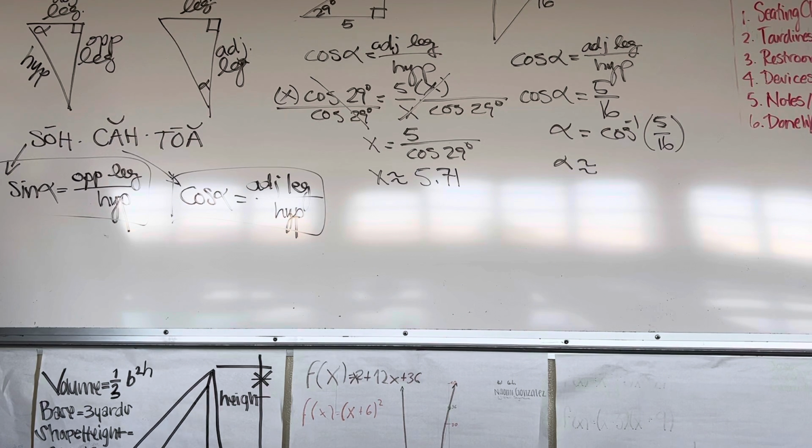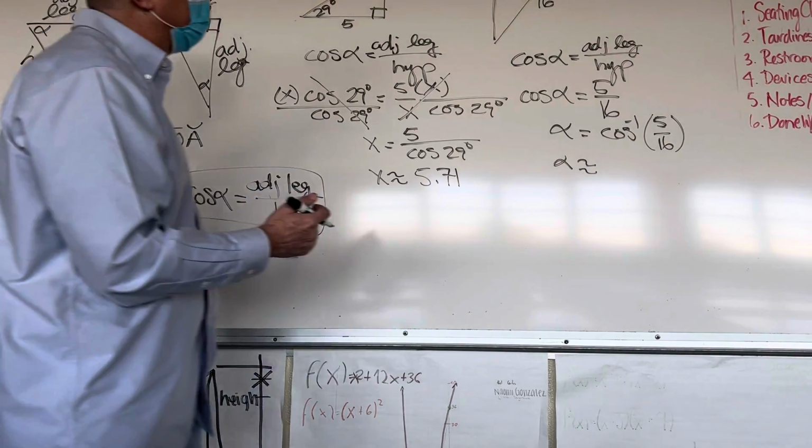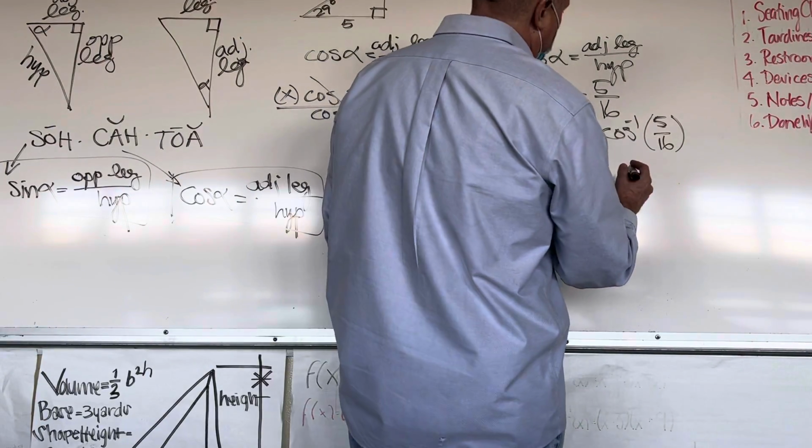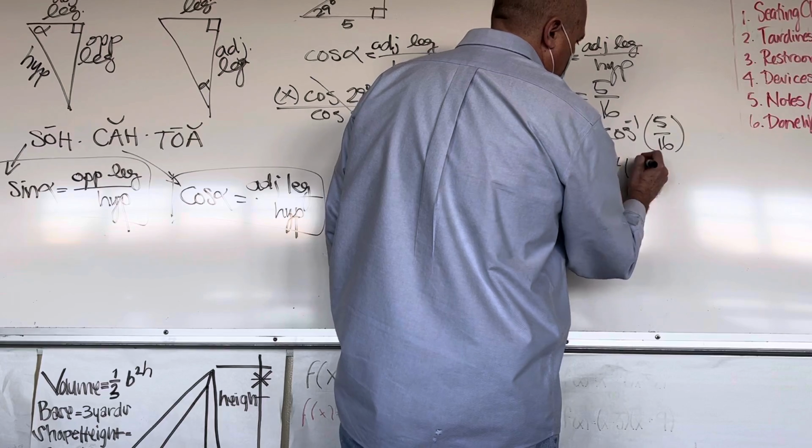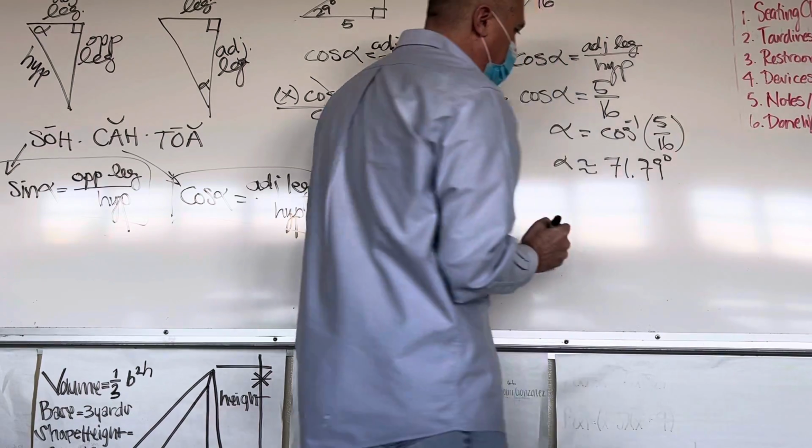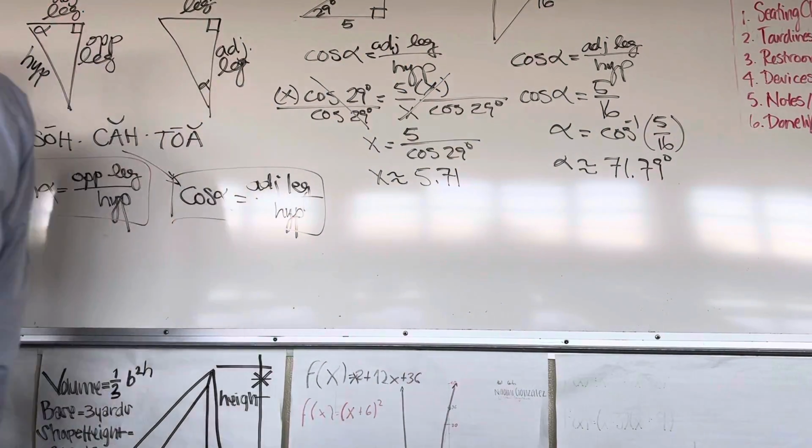Do it again. Better. You have 5 divided by 16. Say equals. That executes the division. Good. Now do your second cosine to the -1. There you go. 71.79. Does that make sense to me? 71.79 degrees. Okay, who got that?